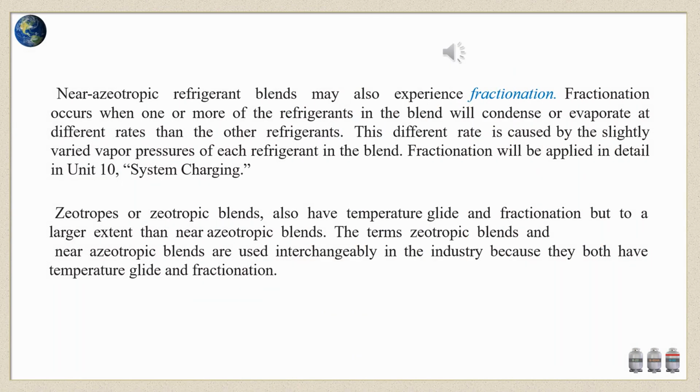Near azeotropic refrigerant blends may also experience fractionation. Fractionation occurs when one or more of the refrigerants in the blend will condense or evaporate at different rates than the other refrigerants. This different rate is caused by the slightly varied vapor pressures of each refrigerant in the blend. Fractionation will be applied in detail in Unit 10, System Charging. Zeotropes, or zeotropic blends, also have temperature glide and fractionation, but to a larger extent than near azeotropic blends. The terms zeotropic blends and near azeotropic blends are used interchangeably in the industry because they both have temperature glide and fractionation.